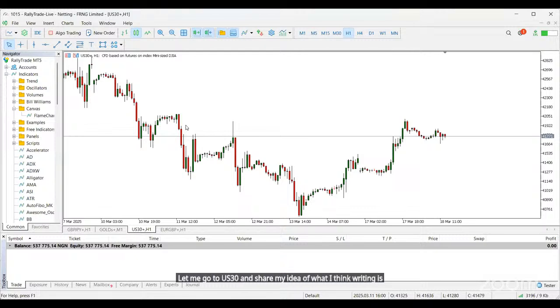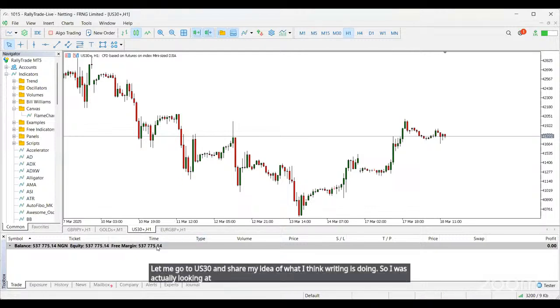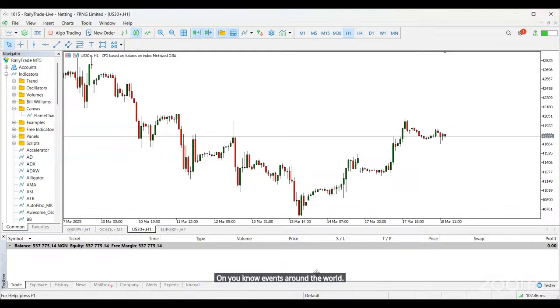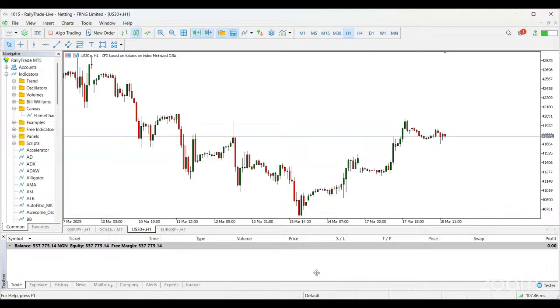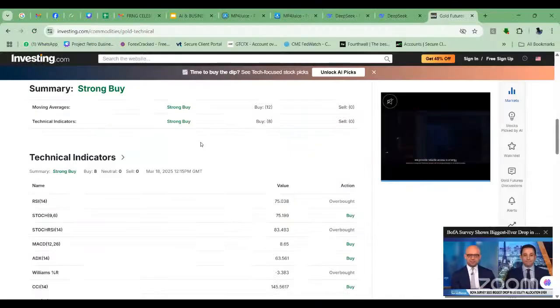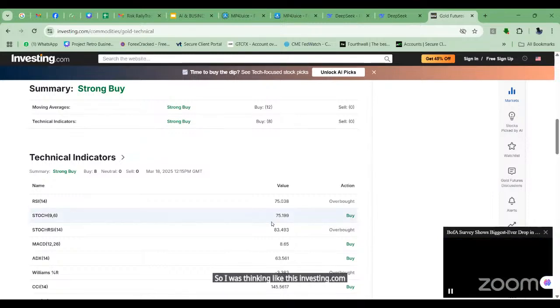So I was actually looking at investing.com, I think a few minutes ago. Now, investing.com is a website where you go to, and of course, you can find news on events around the world. Okay, so let me see if I can just share my screen to show that. So I was looking at this investing.com and I was like, oh, what's this one?